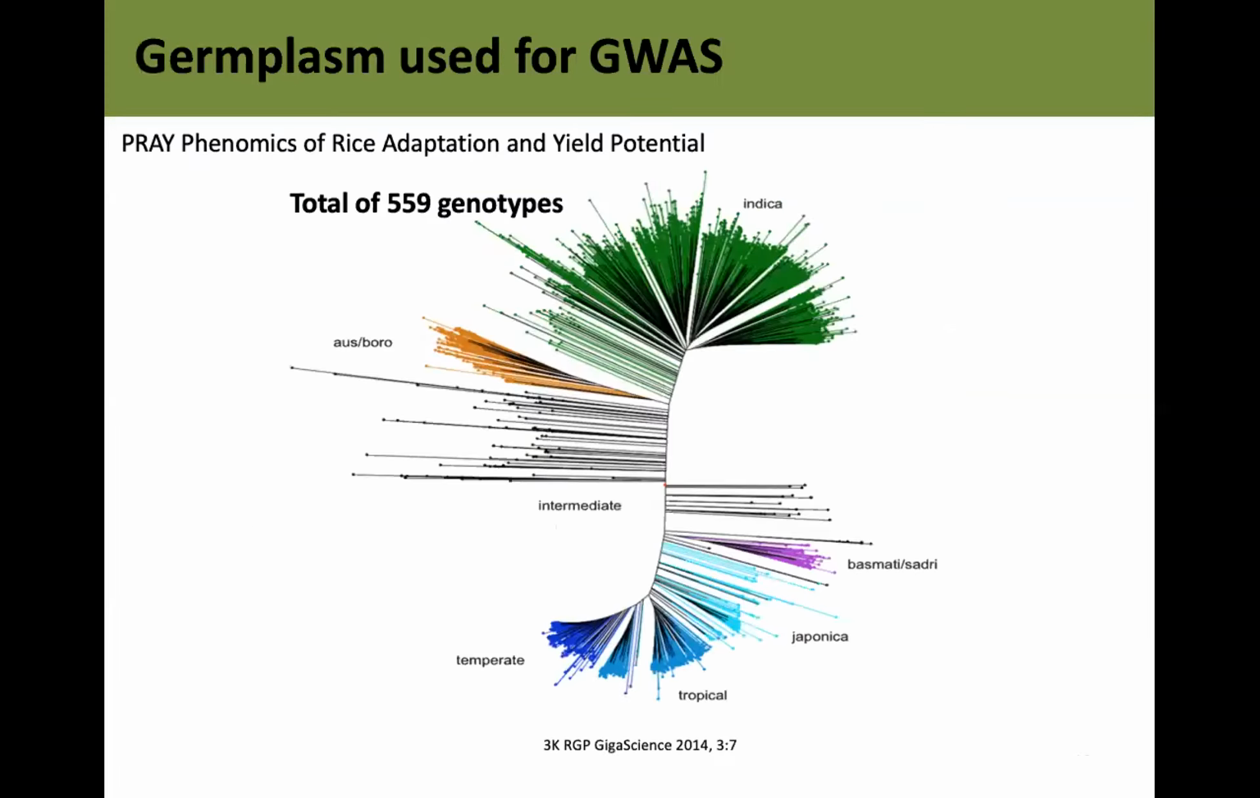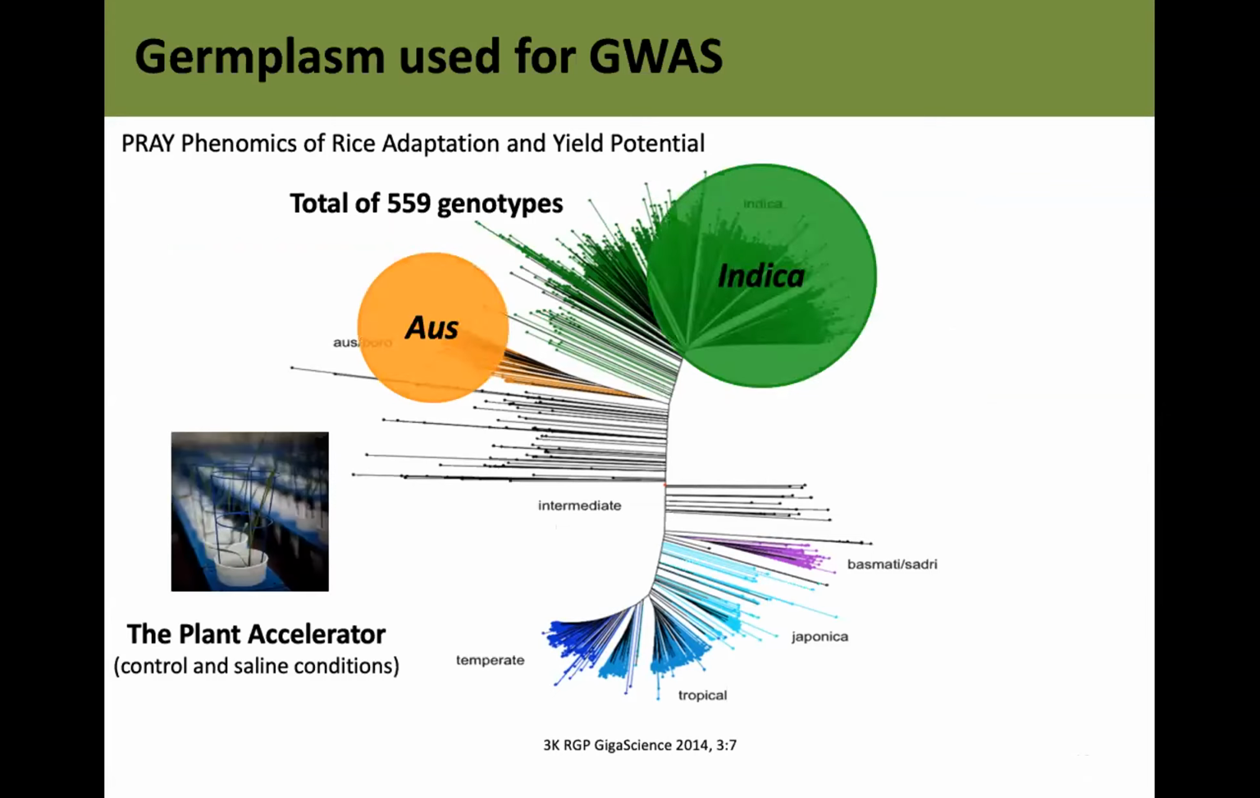And the germplasm I used was funded by the Global Rice Science Partnership, the GRiSP Consortium, which is the PRAY panel, which is Phenomics of Rice Adaptation and Yield Potentials. So there are 2 rice diversity panels that I focus on, the indica and aus, which are a total of 559 genotypes that were studied under control and saline conditions at the Plant Accelerator.